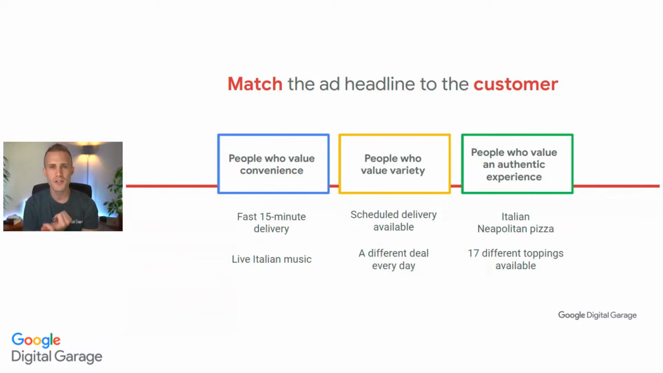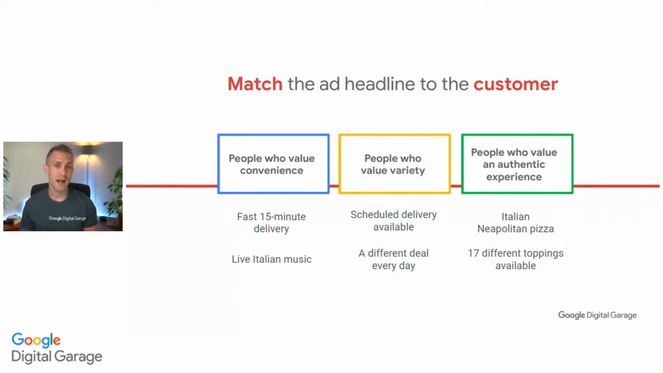Let's see if we can get one person to do blue, one person to do yellow, one person to do green. Actually, I might give away blue while you're thinking about that. We have blue, people who value convenience. When people value convenience, look at the first keyword, fast 15-minute delivery. That's going to be my choice.